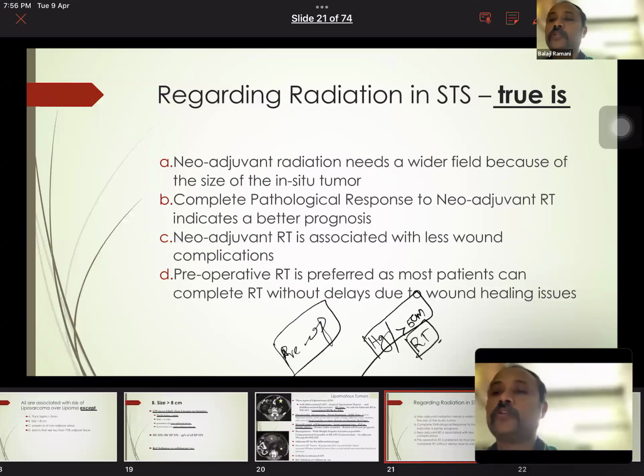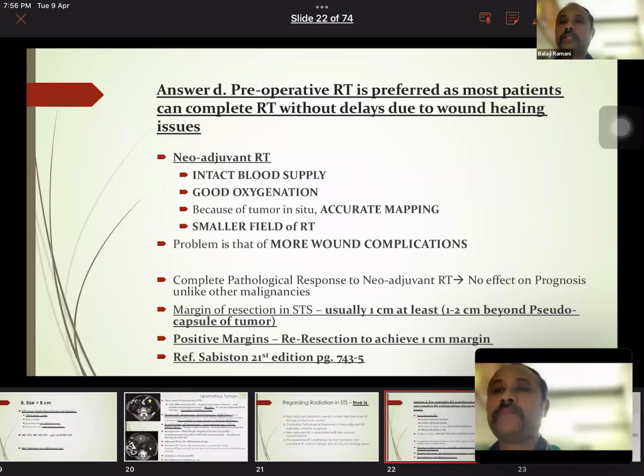In this scenario, will you go for pre-op RT or post-op RT? Now, there are definite pros and cons of giving both, but in essence, the preferred scenario is to go for pre-operative radiation. Why can we give pre-operative radiation? Neoadjuvant RT is the preferred modality because, one, an intact blood supply is going to be there.